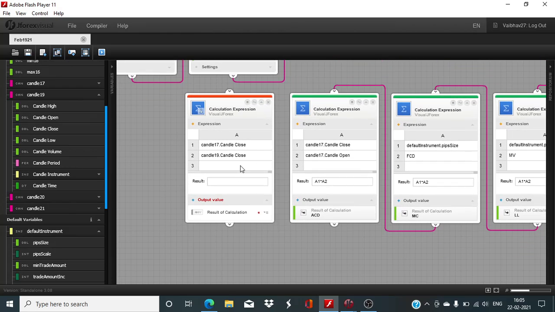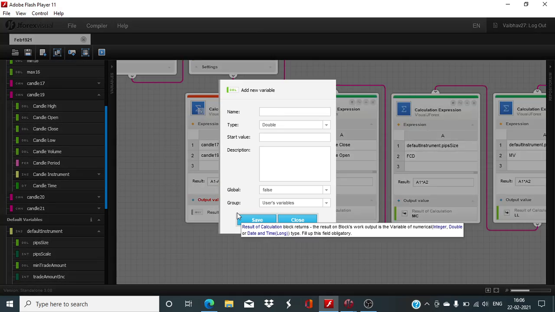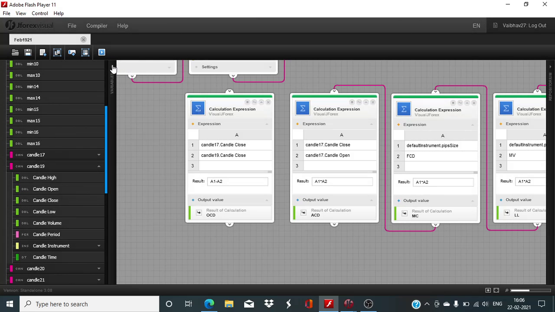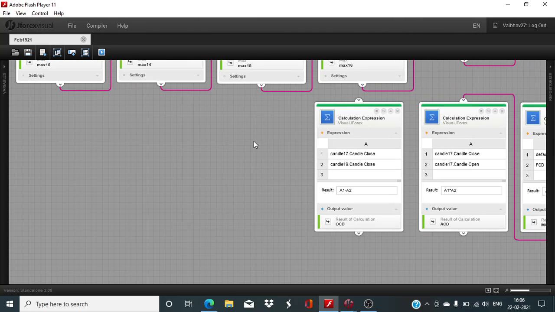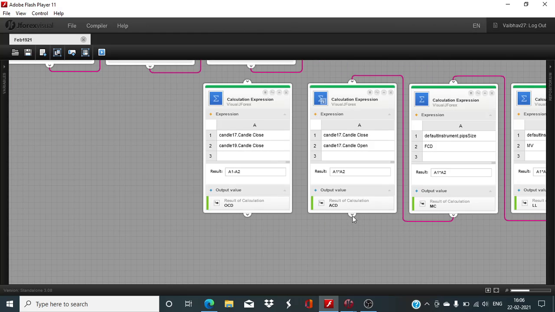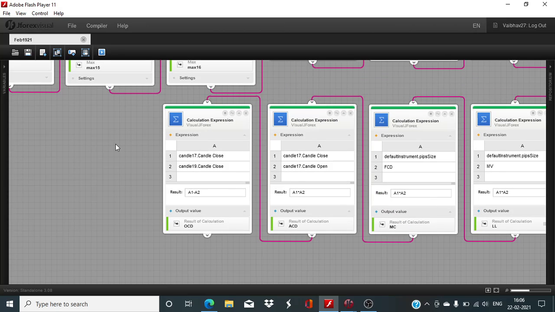And this needs to be A1 minus A2, and this will be 1 hour candle difference. Okay, so this is going to be the actual difference.